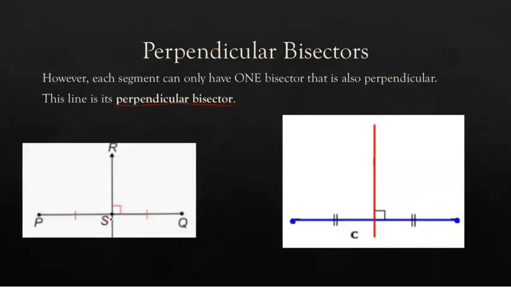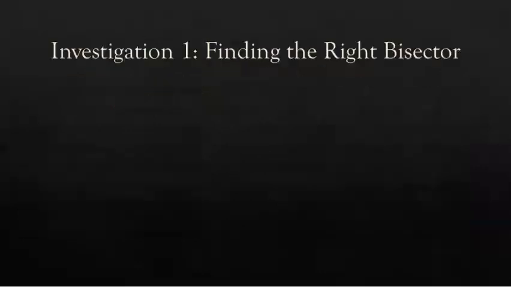So these pictures are both perpendicular bisectors. S is the midpoint, so line SR cuts PQ in half, and it runs perpendicular. This red line cuts the blue line in half, and it's exactly perpendicular. Now, how can we find that perpendicular bisector?